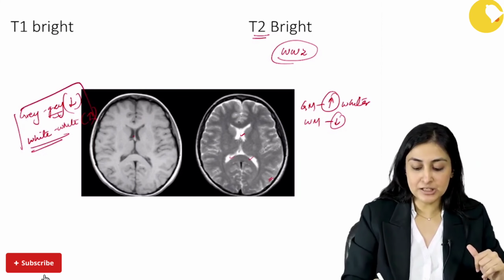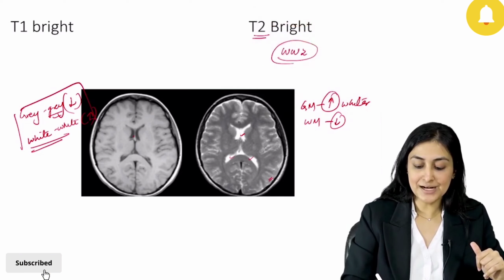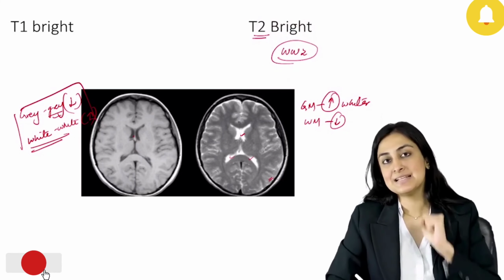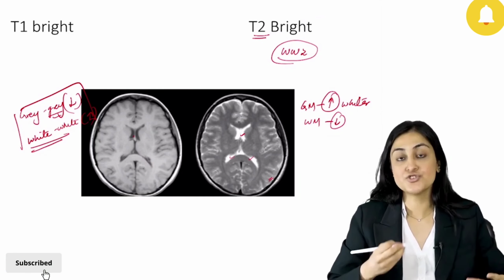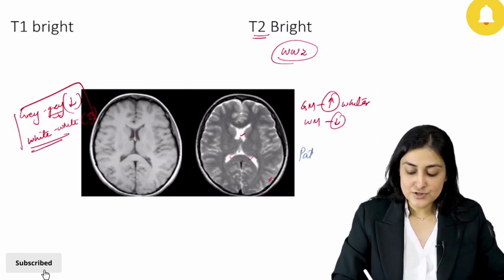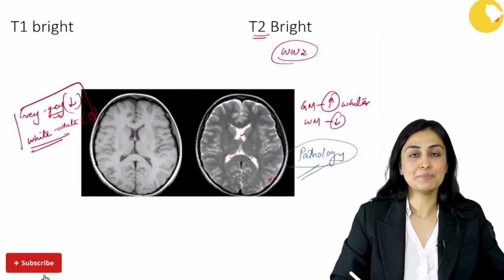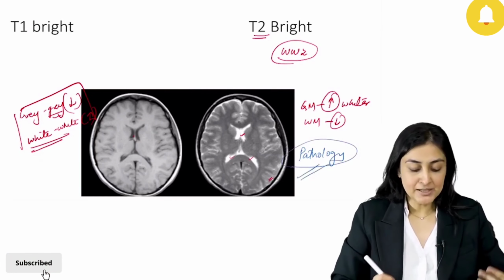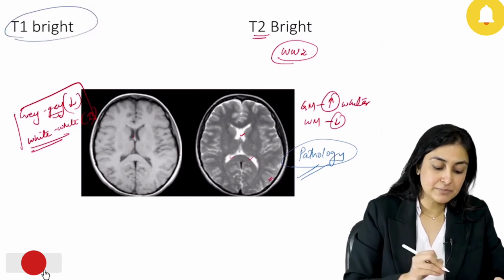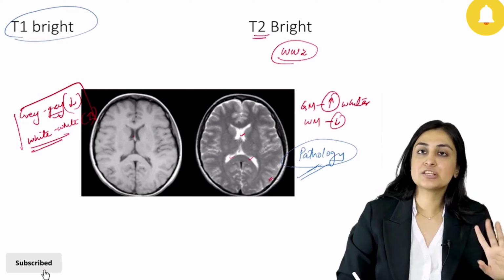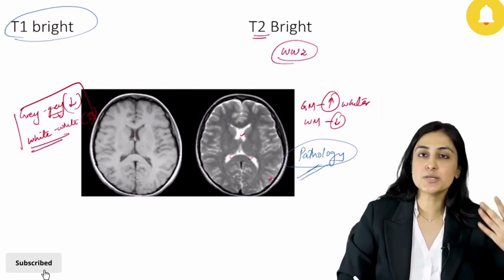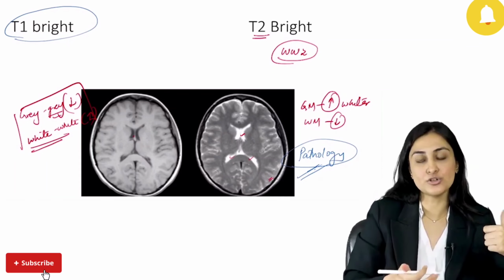One trick to remember here is that any pathology will elicit edema. So what is my sequence of choice when I want to see pathologies? It's going to be T2. Remember, T2 is the sequence of choice when I want to look at any edema, any pathology. But there are certain things which are T1 bright. Most pathologies are T2 bright, but a few specific things are bright on T1. So what are those substances and the related pathologies?